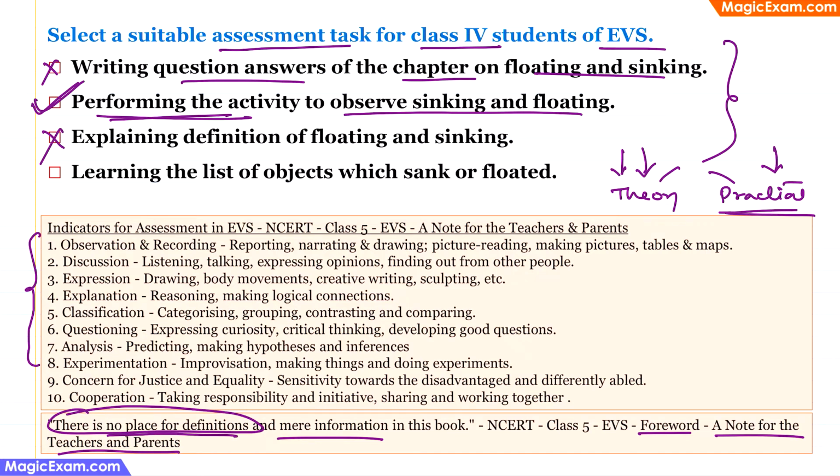And the last one is learning the list of objects which float or sink. Now, this again is theory. And it is also mentioned in the textbook that mere information is not encouraged. Therefore, this cannot be the answer choice.